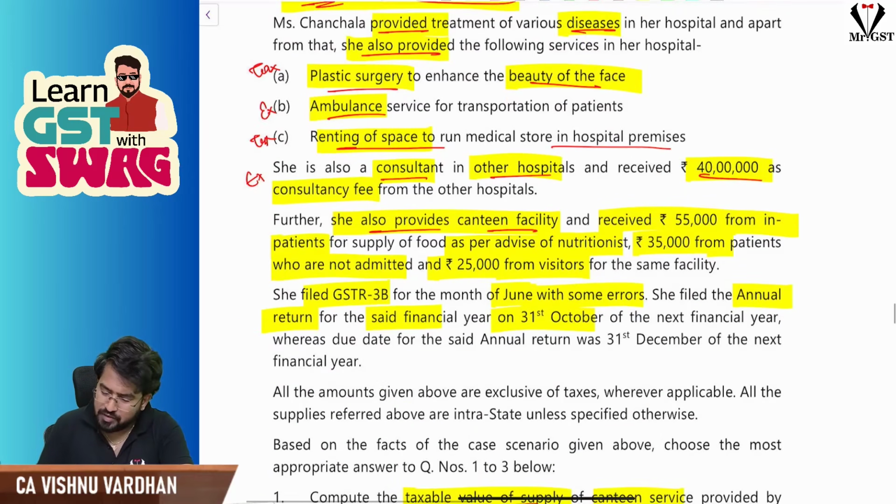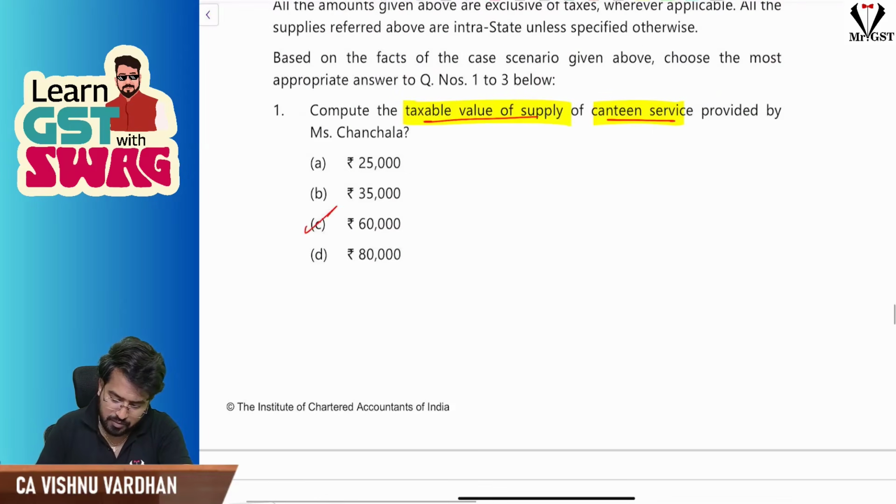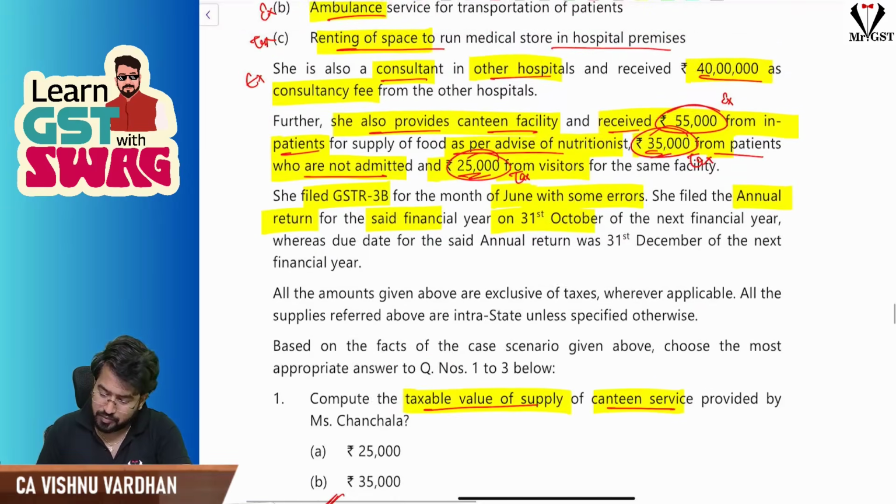She also provides canteen facility and received 55,000 from inpatients. 55,000 from inpatients is exempt as per the advice of a nutritionist. 35,000 from those who are not admitted, that is outpatients, this is taxable. And 25,000 from visitors, this is also taxable. Okay, so if you see canteen services, 35,000 plus 25,000, total 60,000 is taxable. Option C is the answer.